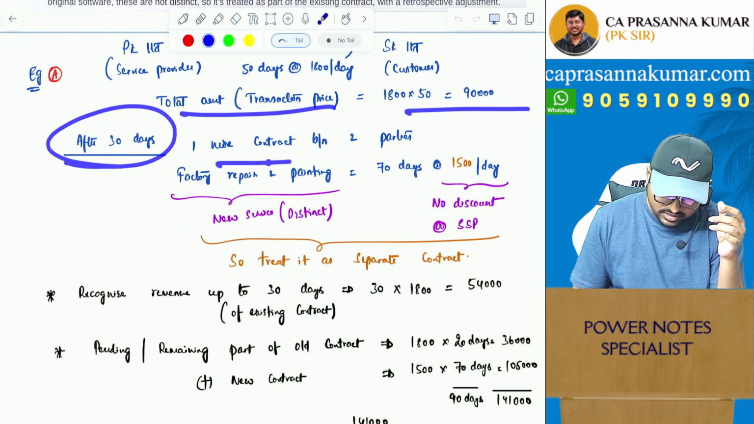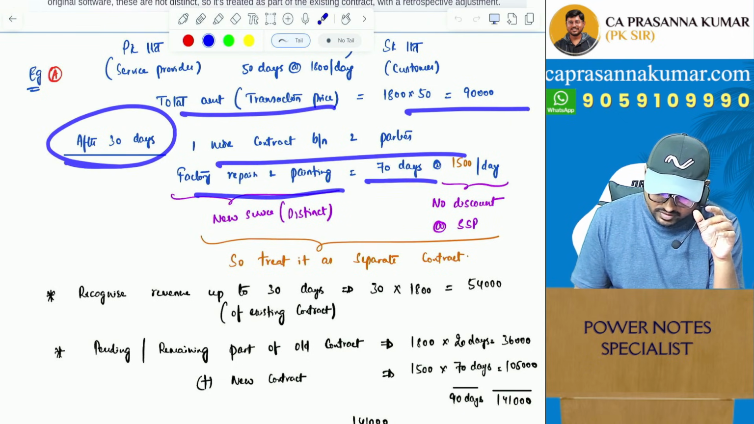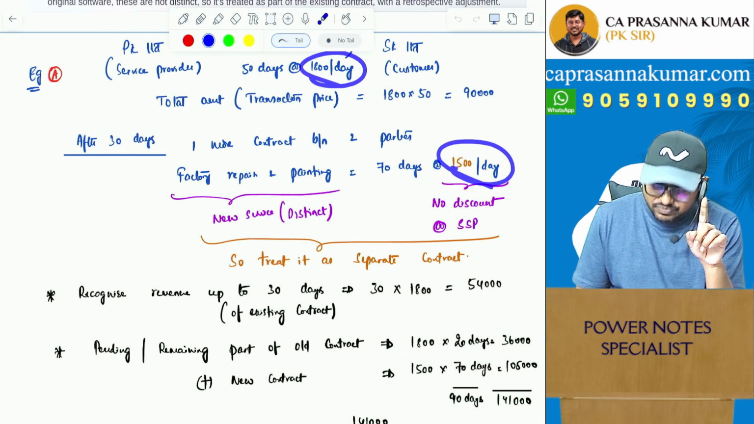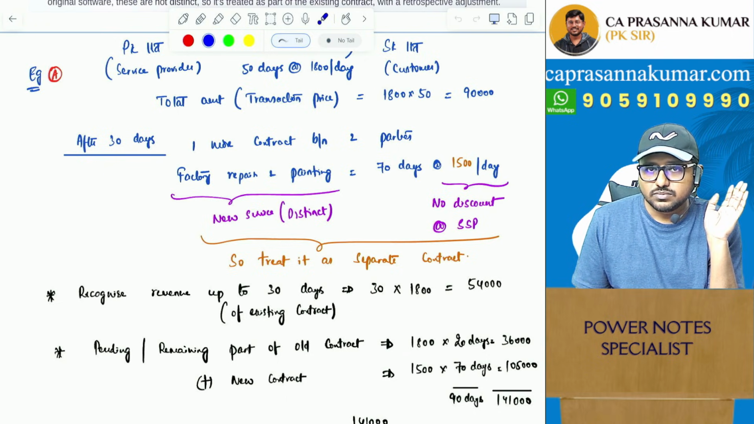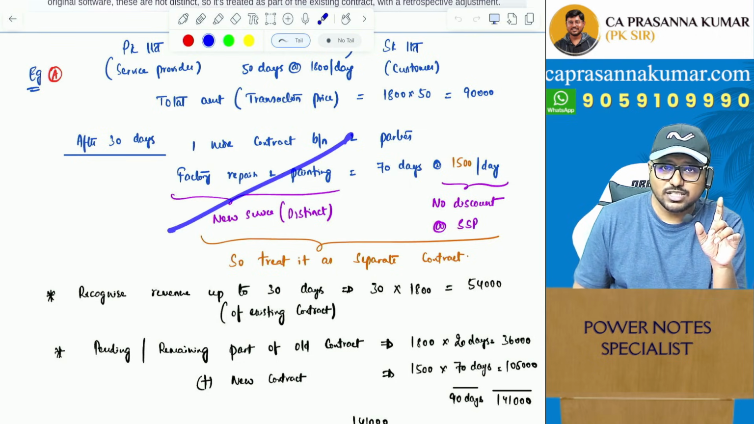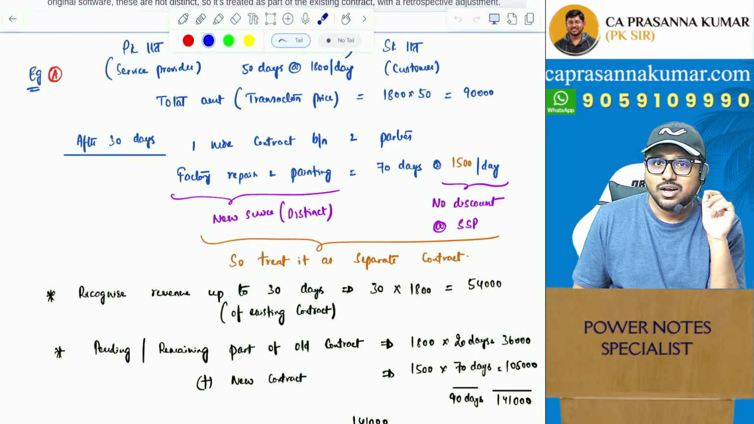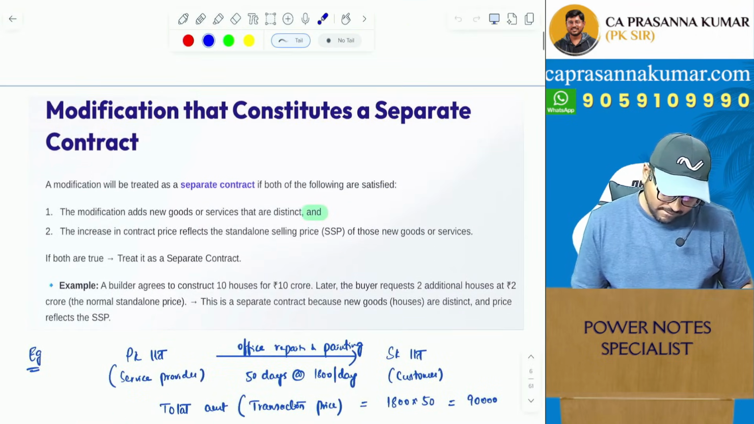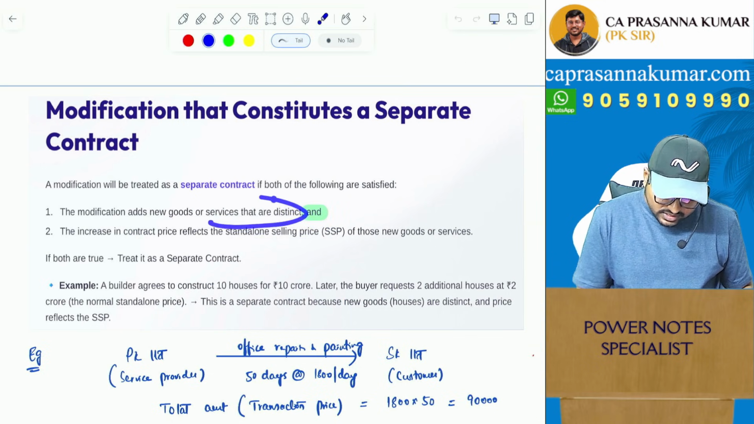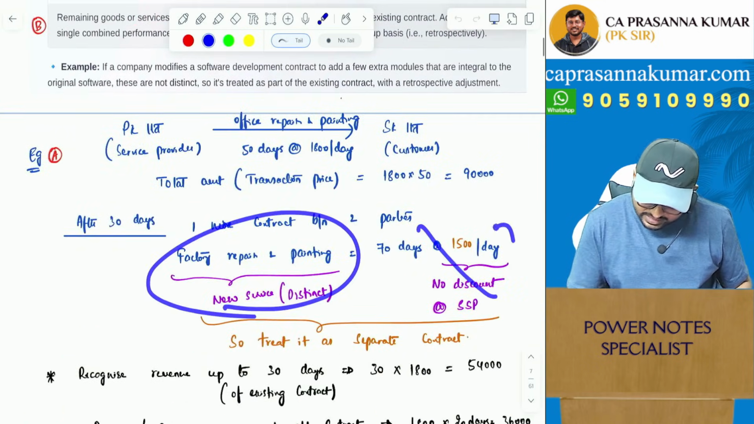After 30 days, same contract, factory repair and painting for 70 days. This is where the change happens: not 1800 per day, but 1500 per day. The service is a new, distinct service. Yes, one condition is satisfied, but two conditions must be satisfied to treat it as a separate contract, and both must be satisfied. So the distinct service condition is satisfied, but the second condition is not.